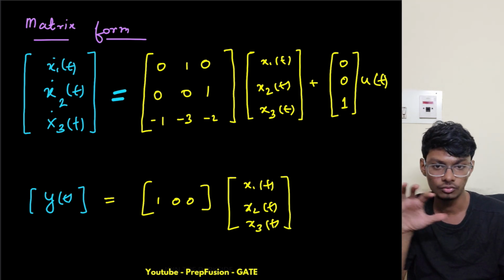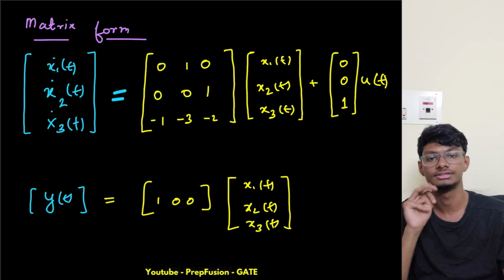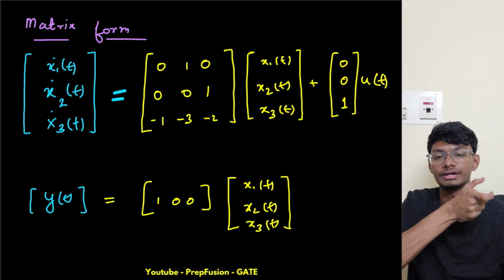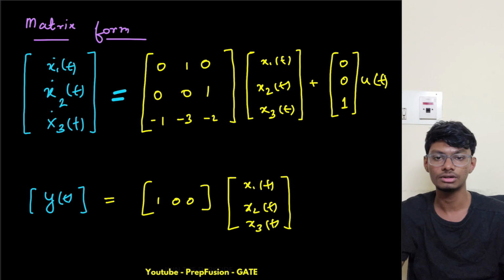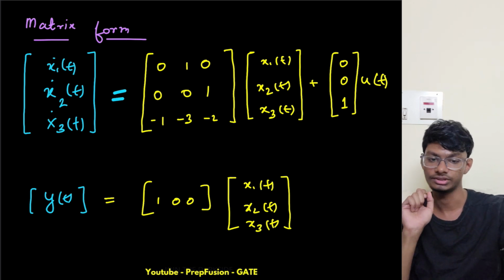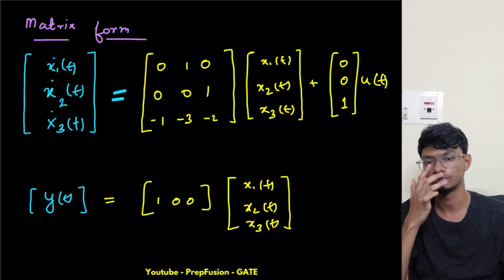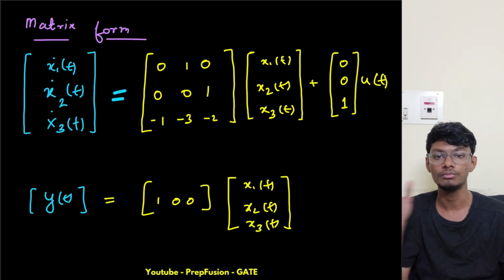Okay, and do we have the D? What is the value of D? D is a null matrix. Why? Because y is not directly dependent on the input, it is related only to the state variable. That's why D in this case is 0, and in most cases D is 0. But obviously don't take it for granted. In some cases D may come non-zero.